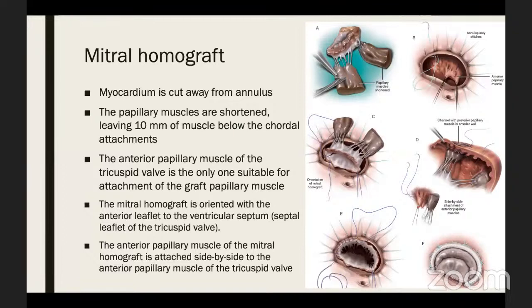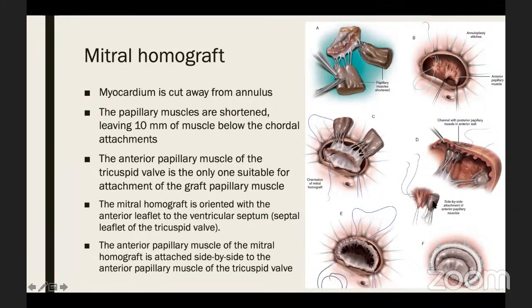And usually the anterior papillary muscle of the native tricuspid valve is the only one suitable for attachment of the papillary muscle from the homograft. And then the leaflets of the homograft are positioned and oriented so that the anterior leaflet of the mitral homograft is toward the ventricular septum, basically at the site of the septal leaflet of the native tricuspid valve. Following that, this will be secured with continuous sutures.